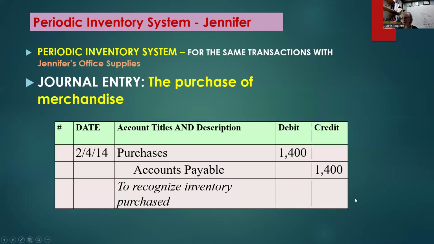But let's go over the journal entries first. All right. Periodic inventory, you buy. We're not using the inventory account. We don't use the inventory except once a year when we count the inventory. So we debit purchases and credit accounts payable. That part's the same.